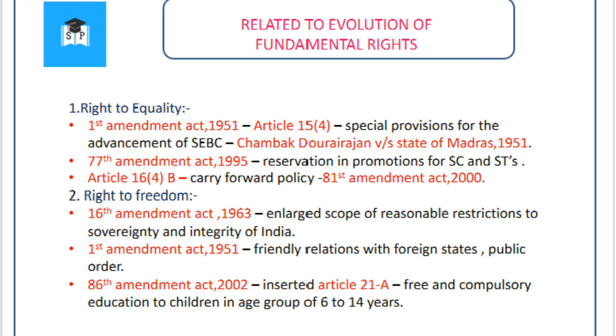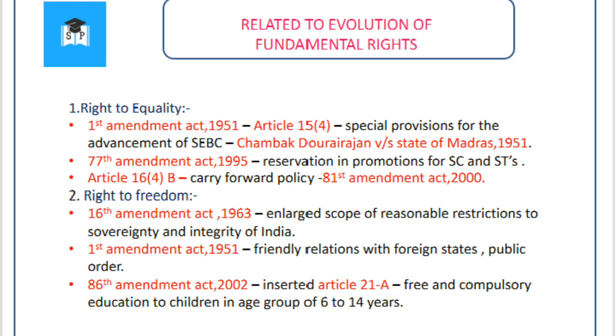It is through the 81st Amendment Act of 2000. Amendments related to the right to freedom. Through the First Amendment Act of 1951, the Parliament has enlarged the scope of reasonable restrictions to the exercise of right to freedom on the grounds of friendly relations with foreign states and public order. Through the 16th Amendment Act of 1963, the Parliament enlarged the scope of reasonable restrictions to fundamental rights of right to freedom on the grounds of sovereignty and integrity of India.